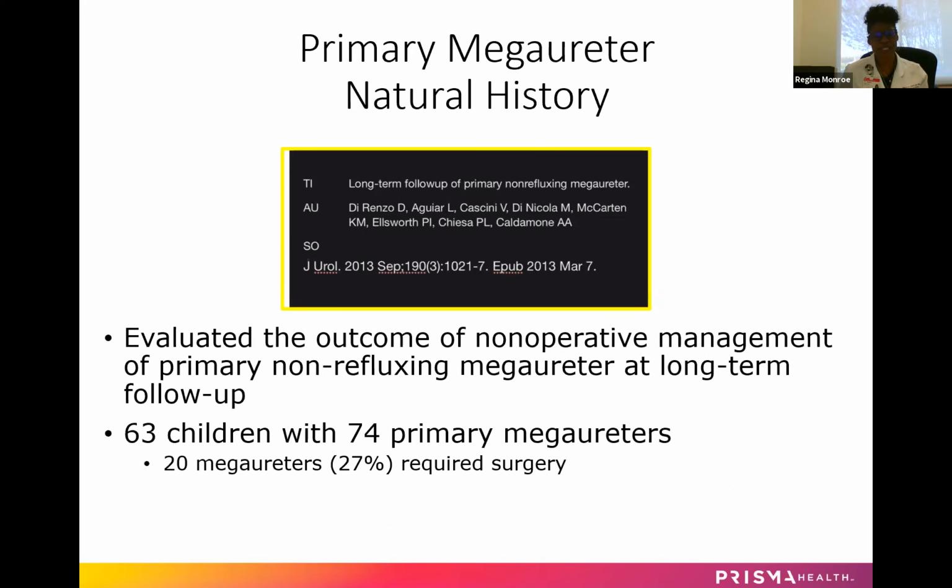Again, this is another study where they evaluated the outcome of non-operative management of primary non-refluxing megaureters, and they had 60 children with 74 primary megaureters. And again, about 1/4 of these children went on to surgery. So I think the common theme here is that most of these kids will not go on to surgery, but our job as urologists is figuring out who goes on to surgery and at what point can we be confident in saying that this child no longer requires follow-up.